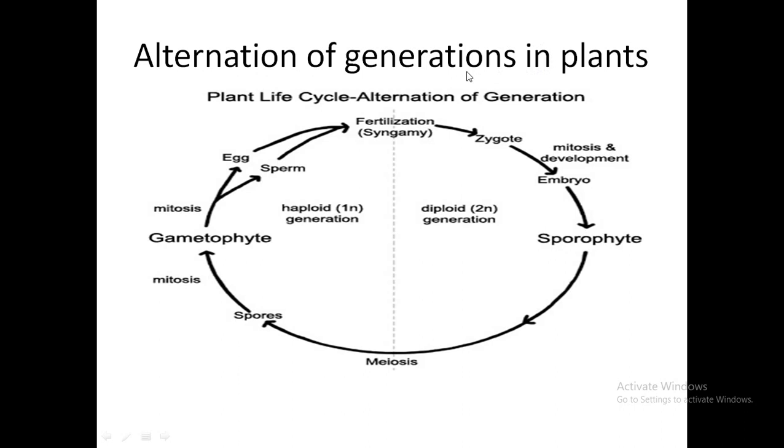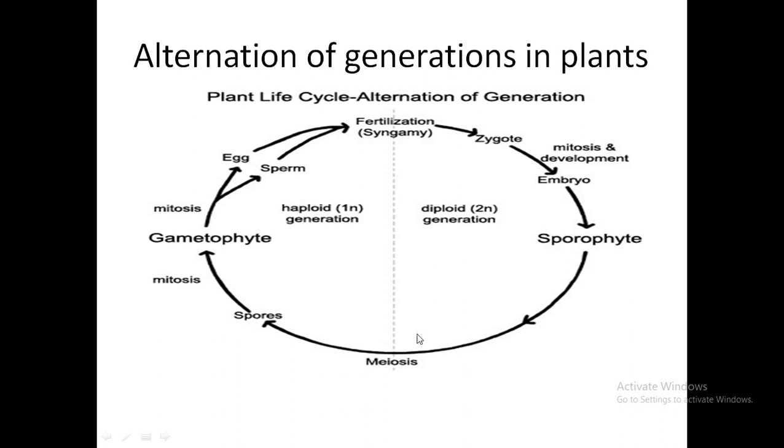Now alternation of generation is a unique phenomenon in plants. There are two generations here. One is the diploid sporophytic generation, which is the diploid generation, and the other is the haploid gametophytic generation. Diploid sporophytic generation, haploid gametophytic generation. Now these two generations alternate with each other.